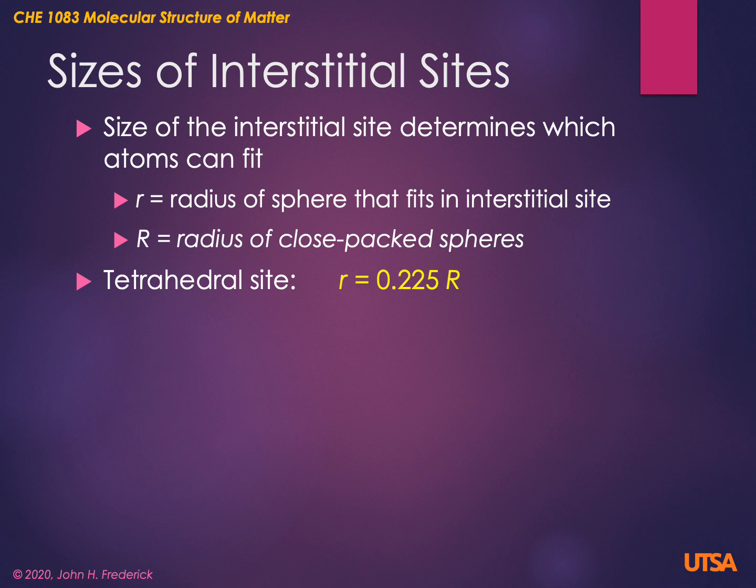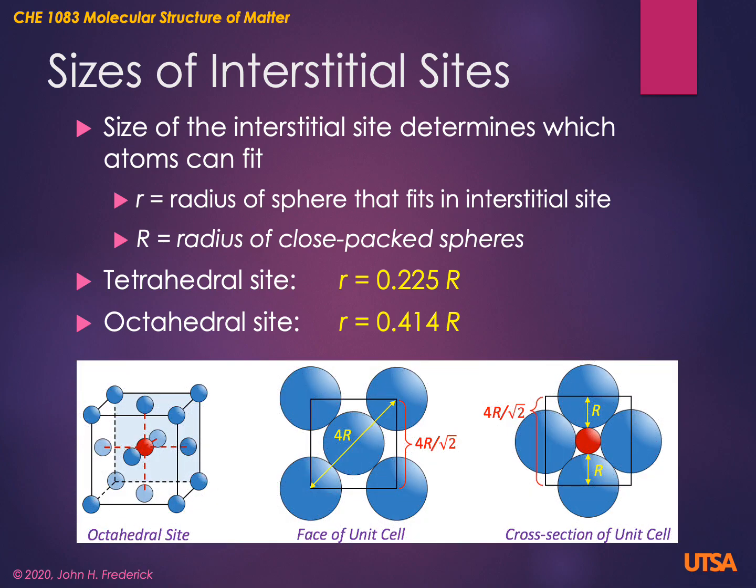We find that for a tetrahedral site, the size of the interstitial tetrahedral site is related to the size of the spheres that form it by a ratio of 0.225. For octahedral sites, it's a little bit larger. It's 0.414. So this tells us that tetrahedral sites tend to be smaller, so it's going to take a smaller atom or smaller ion to fit into those sites, whereas octahedral sites can accommodate a larger object placed inside there.